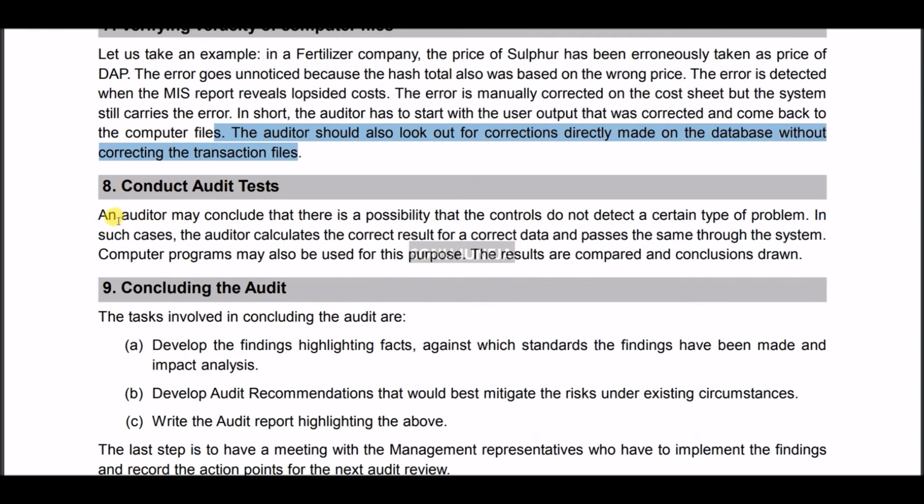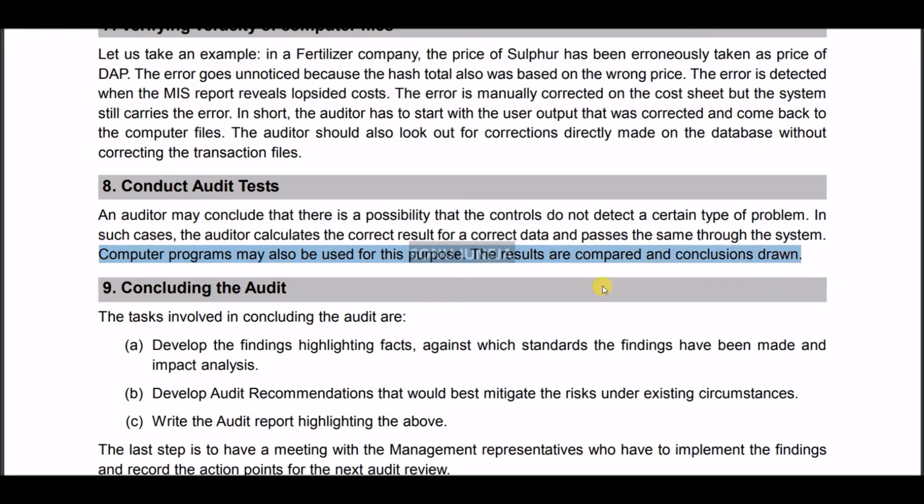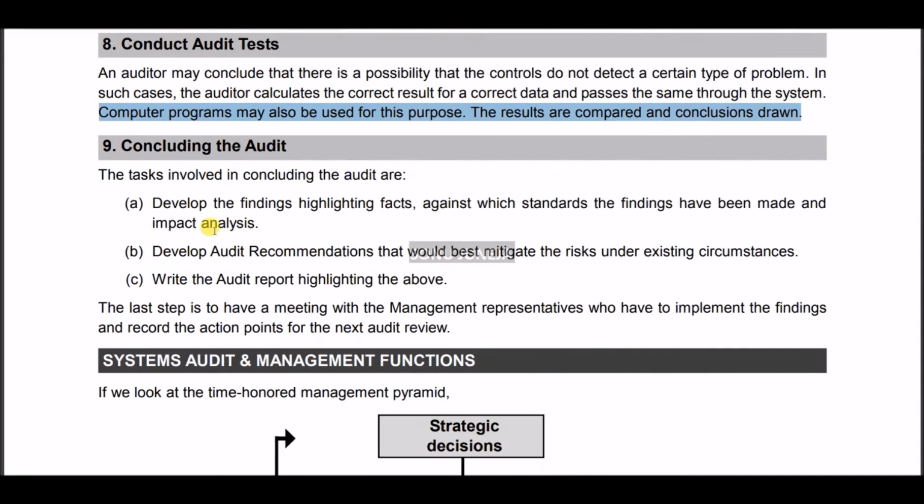Then you need to conduct the test. So conclude that there is a possibility that control does not detect certain types of problems. In such cases, the auditor calculates the correct result for correct data and passes the same through the system. Computer programs may also be used for this purpose. These results are compared and conclusions are drawn.